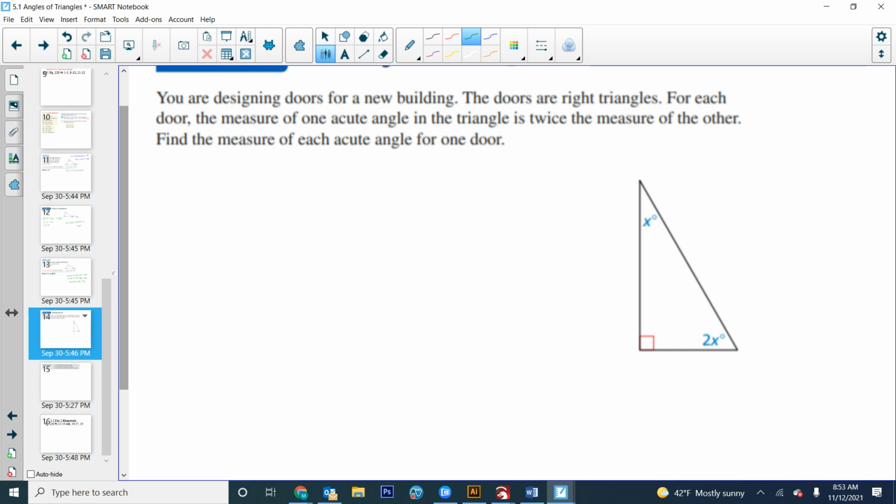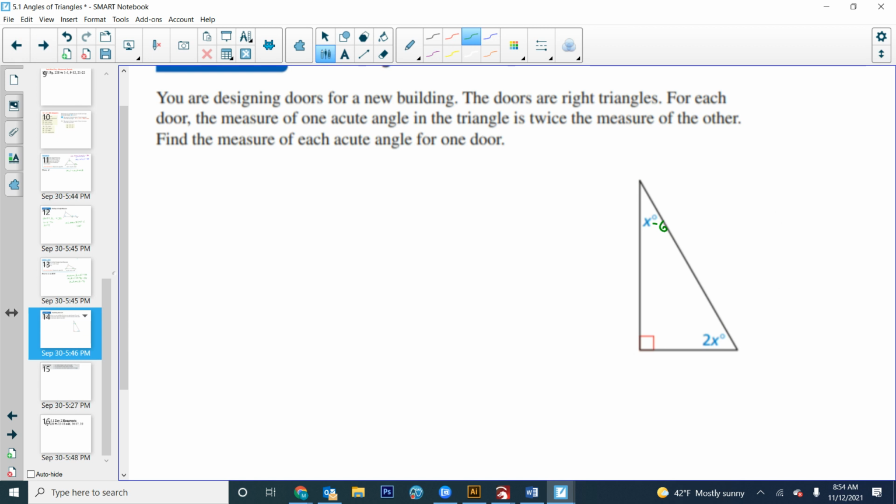Is this on your paper? No. What do you guys have? We have, oh, 2x and x minus 6. All right, let's change it. 2x and x minus 6. There we go.